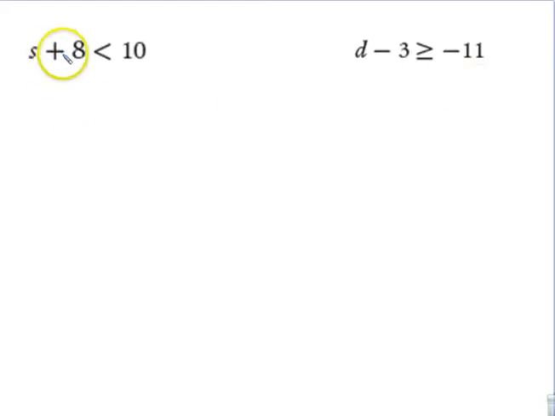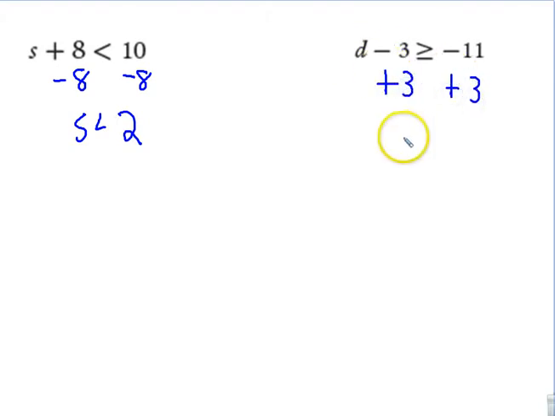Okay, so I'm going to get the s by itself. Subtract 8. S is less than 2. Get d by itself. Add 3. D is greater than or equal to -8. Now they're also going to ask you to graph these.